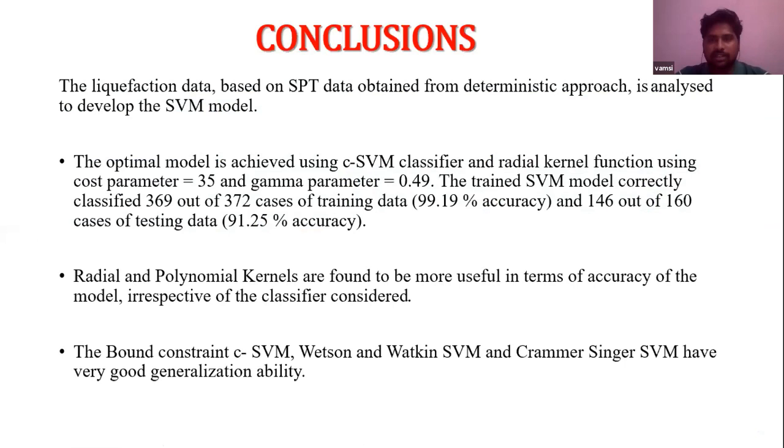Generally, radial basis function kernel and polynomial kernel are found to be more useful in terms of accuracy of the model, and the bound-constrained C-SVM, the Weston and Watkins, and the Crammer and Singer SVM are shown to have good generalization capacity from the above data. And these are the references.